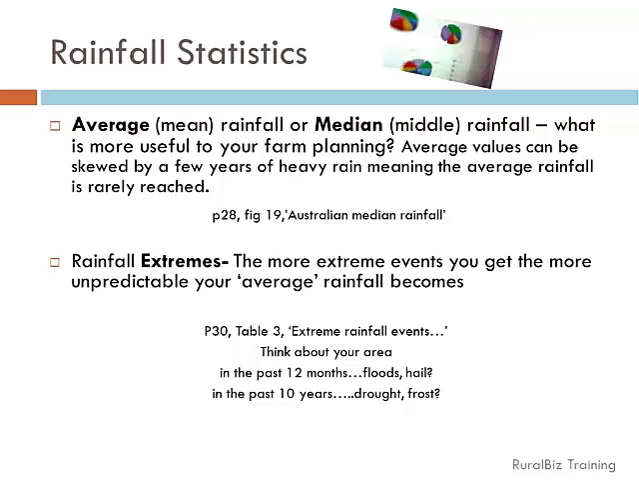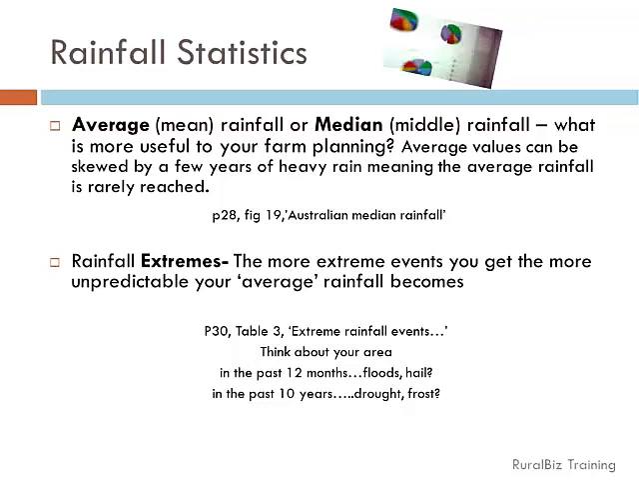Now, in Australia, where we have a very variable climate, where we tend to have heavy rainfall some years, and in our case the last 2 years in particular, and then extended periods of no rainfall, average values can be skewed by a few years of heavy rain, meaning the average rainfall is rarely reached, particularly if you've only got not too many years of figures.